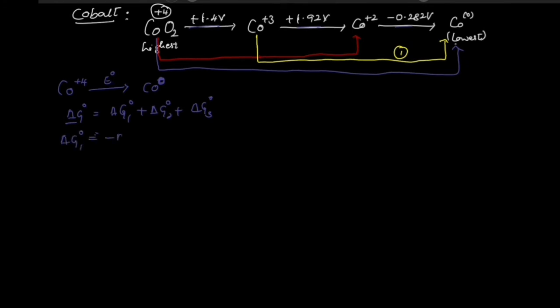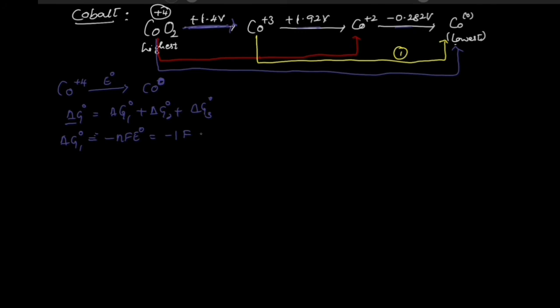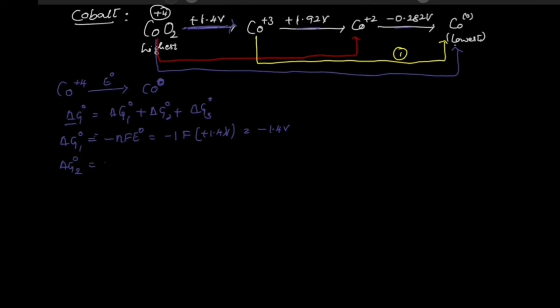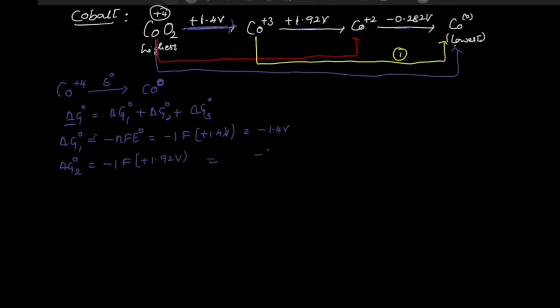Delta G naught value for the first reaction is minus nFE naught. That means minus how many electrons are involved in the first step? Here, only one electron is involved, into F into the E naught value, which is plus 1.4 volt, which is equal to minus 1.4 F. Similarly, for delta G naught 2, how many electrons are involved in the second step? Only one electron, 1 into F into E naught value plus 1.92 volt, which is equal to minus 1.92 F.